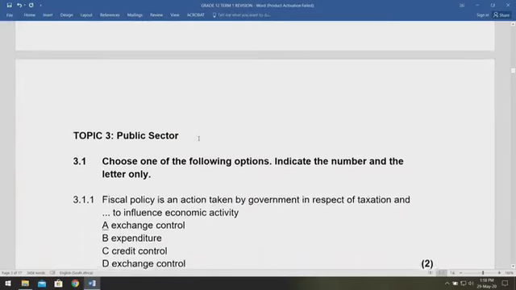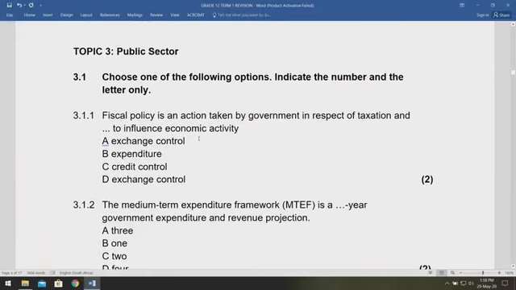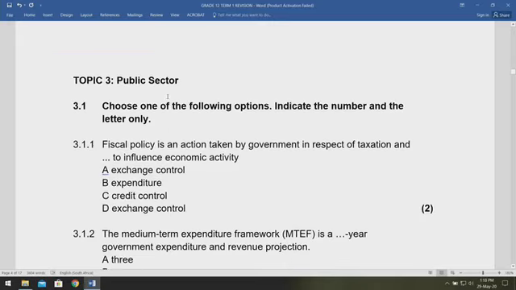Right, topic 3. Here we're dealing with the public sector, and I think this is where most of you would have gotten up to in term 1. Right, we start with the multiple choice type questions once again.